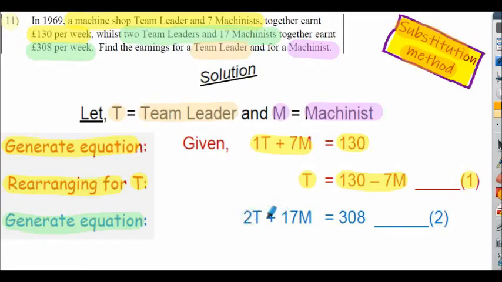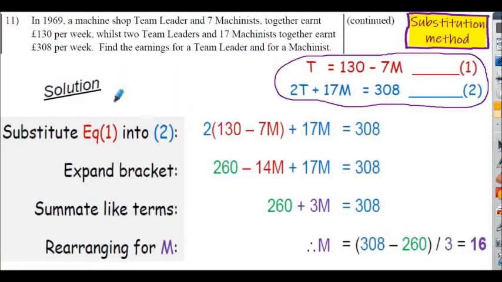So in mathematical form, using the notation above, 2t plus 17m is equal to 308. And I've labelled that as equation 2 purely for reference. Question 11, solution continued. Repeated equation 1, equation 2 from the previous slide for reference.